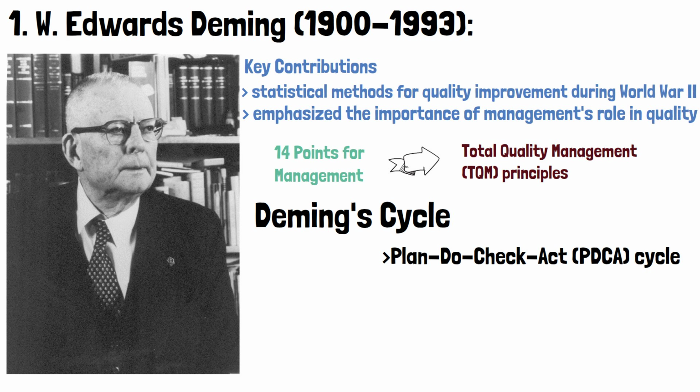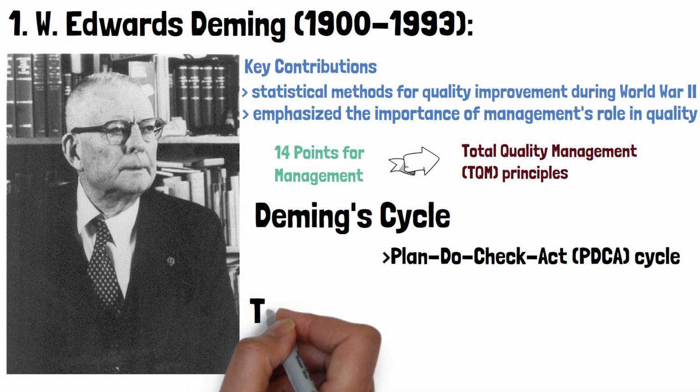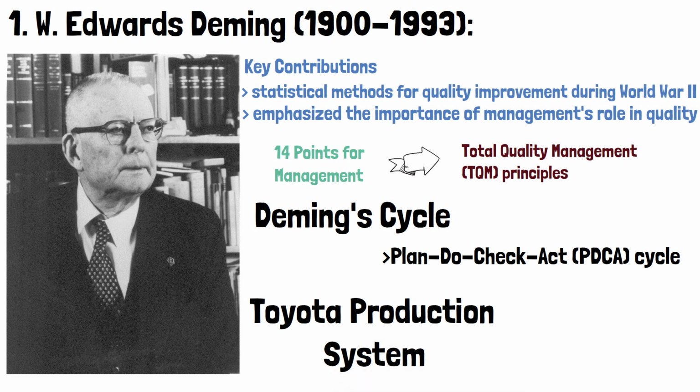Legacy. Deming's work profoundly impacted Japanese manufacturing and played a vital role in Japan's post-war economic resurgence. His teachings led to the development of the Toyota production system and the concept of Kaizen, continuous improvement.